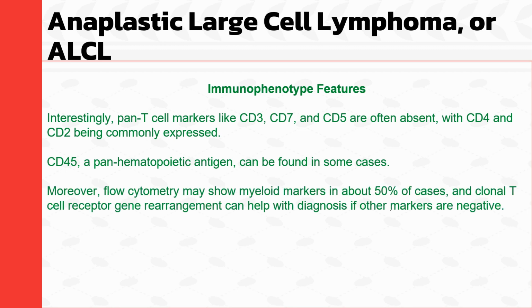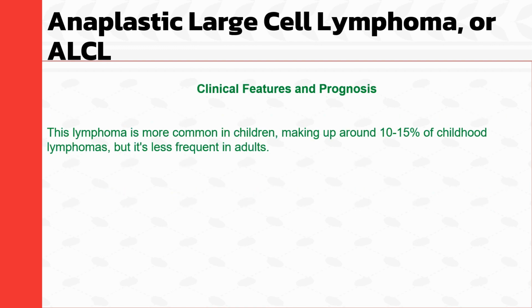Moreover, flow cytometry may show myeloid markers in about 50% of cases, and clonal T-cell receptor gene rearrangement can help with diagnosis if other markers are negative. Now, let's discuss ALCL's clinical features and prognosis.